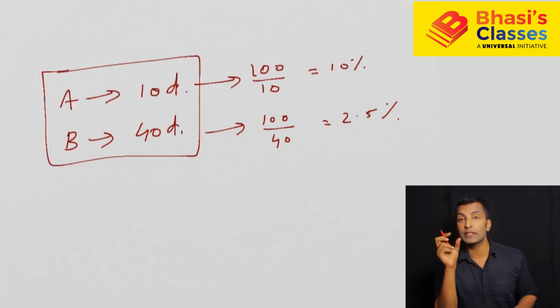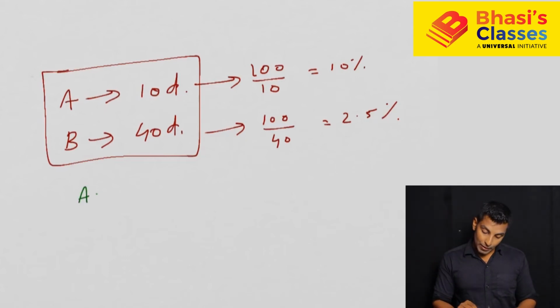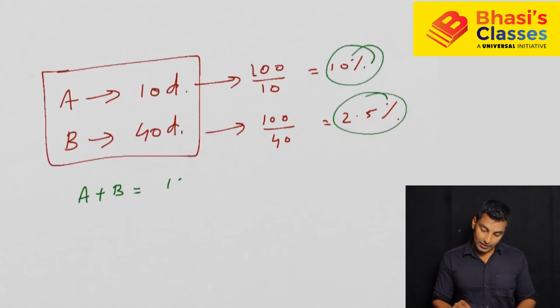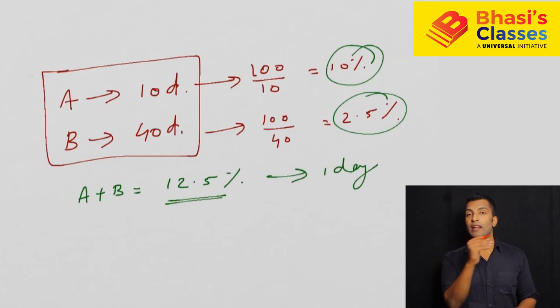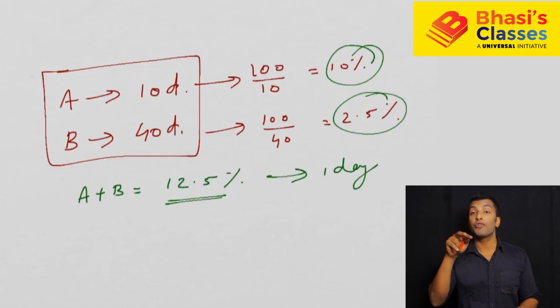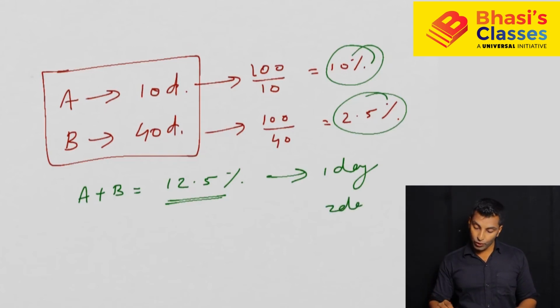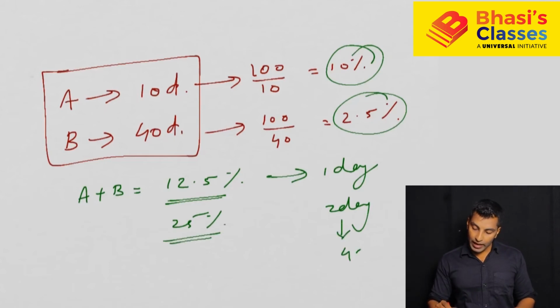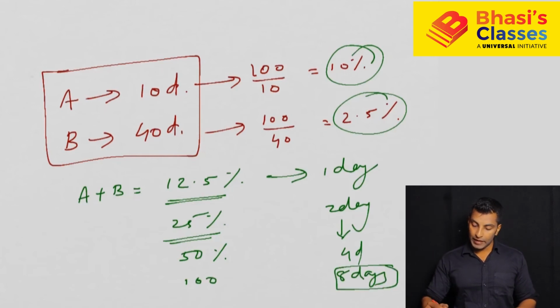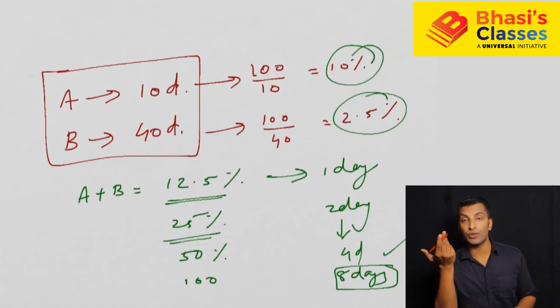So let's see what percentage of work they will do in one day if both of them are together. So A plus B together, what percentage? 10% plus 2.5%, that is 12.5% in one day. So in one day they'll complete 12.5%. 2 days, 25%. So if they are working together 2 days, 25%. So 4 days they complete 50%. So to complete 100%, they take 8 days. So the work will be completed in 8 days. This is how you can solve faster.